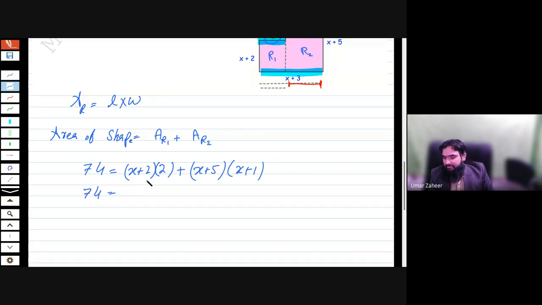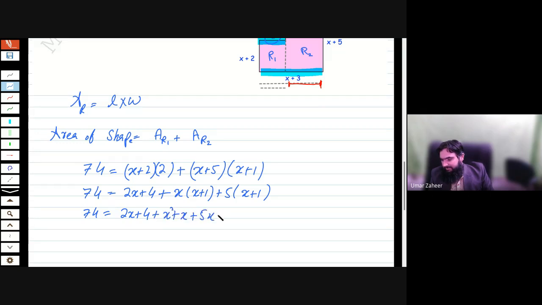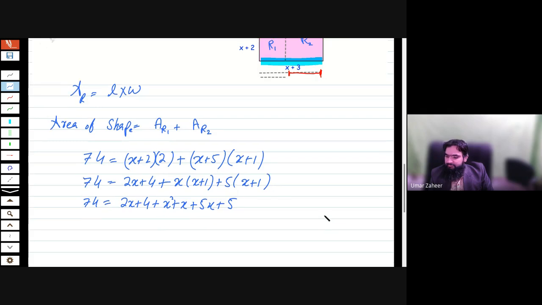So we have 74. 2 multiplied by x is 2x, 2 times 2 is going to be 4. So we have expansion here: x times (x plus 1) plus 5 times (x plus 1). So 74 is equal to 2x plus 4 plus x square plus x plus 5x plus 5.